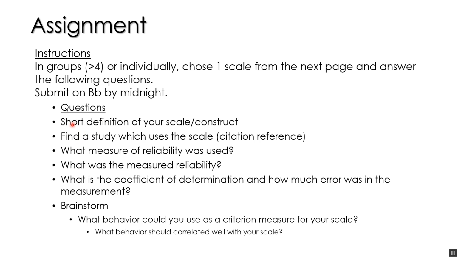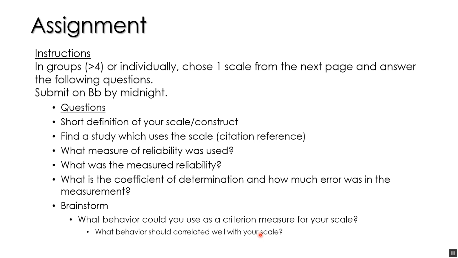And the questions are: give me a short definition of your scale, find a study which uses the scale, what measure of reliability was used, what was the measured reliability, what's the coefficient of determination, and how much error was in the measurement. Then finally brainstorm and answer this question: What behavior could you use as a criterion measure for your scale? That is, what behavior would correlate well with your scale?